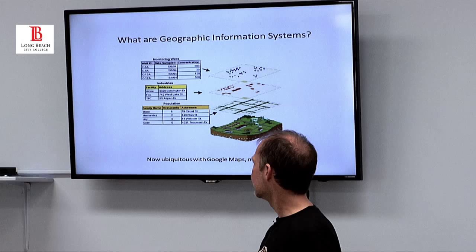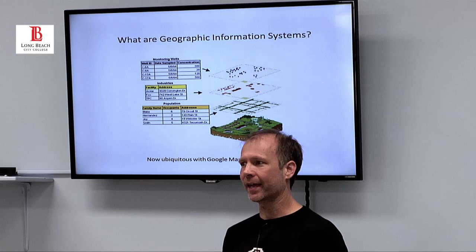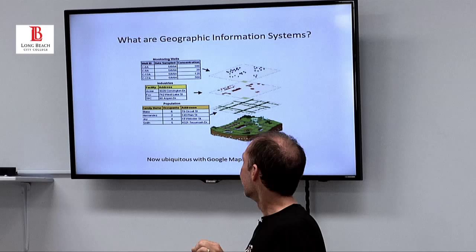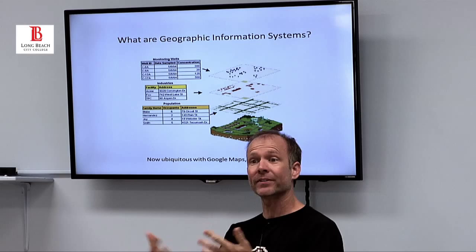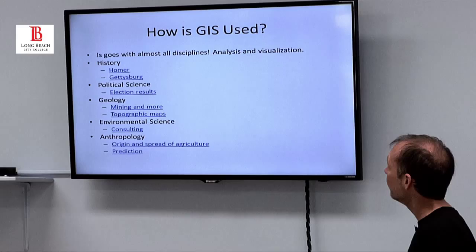So now we have interactive maps where you can zoom in and out, shift them around, click on them and pull up data for any type of place, whatever database it's tied to. So it's really powerful. And what I did is I just pulled up some examples of how GIS is used.